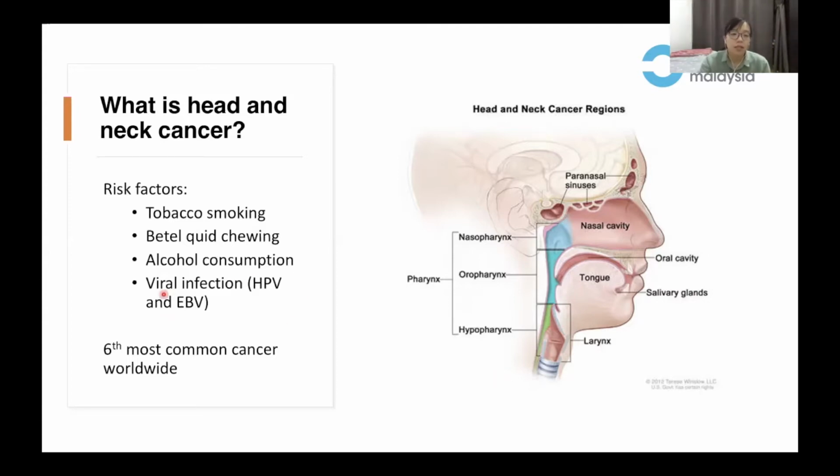Even though head and neck cancer is actually the 6th most common cancer worldwide, people are not very aware of what it is, or they don't know about it. That's because it's relatively rare in the West, and like I mentioned previously, it's a very Asian-centric disease. I'll illustrate my point by showing you.